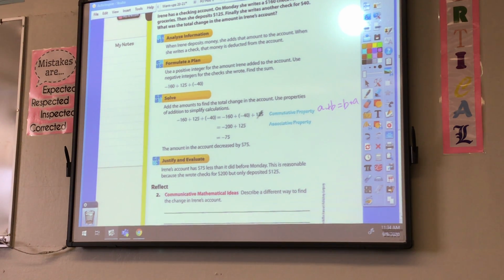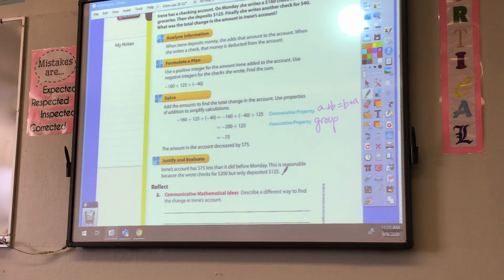The other one we're going to use is the associative property, and the associative property says we can group things, okay? Those are the 2 properties I'm going to use. And so I'm going to see if I can make my life a little easier with those 2 properties. So this one is all about money.